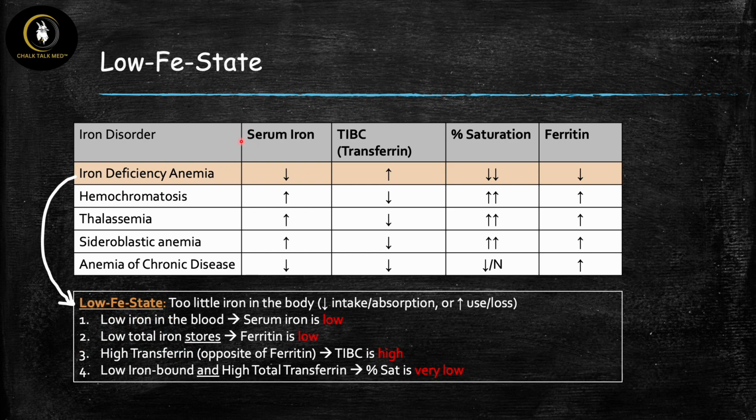All right, so the first state that we're going to go through is the low Fe state, the low iron state, and the main disorder that falls in this category is iron deficiency anemia. That's the only one of our 5 disorders that's going to fall in this category, and it's shaded here.